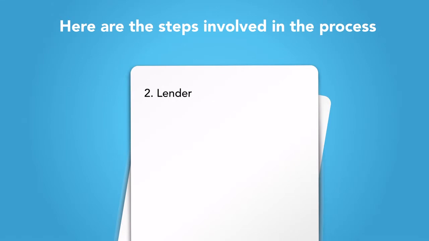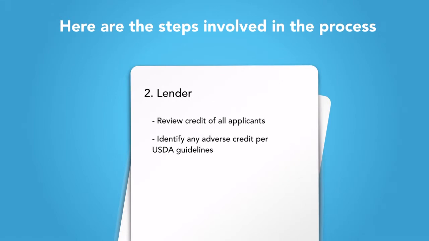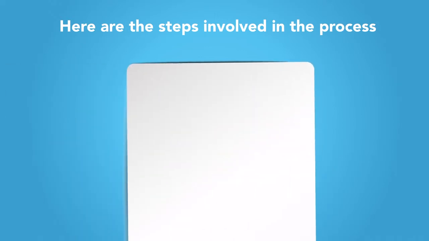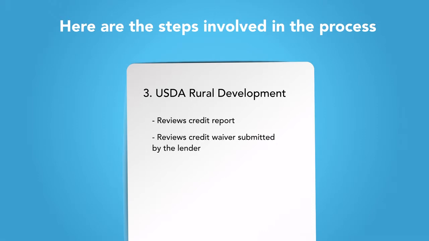From the lender, they must review the credit of all applicants, then identify any adverse credit per USDA guidelines, and review explanations, hardship letters, and documentation provided by the applicant. If approved, they then must submit a proper credit waiver to USDA Rural Development. USDA Rural Development will review the credit report, then review credit waivers submitted by the lender, and will ensure that credit waivers meet USDA qualifying guidelines.